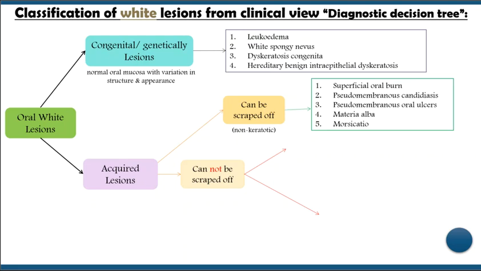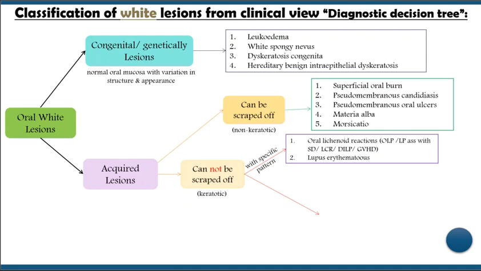Can be scraped off هي non keratotic، يعني هي حاجة أو طبقة اتكونت جديدة، يعني ما نفس الكيراتوسايتس حصل لها proliferation و increased in size or in number. طيب ال can be scraped off which are not keratotic هم منو superficial oral burn, pseudomembranous candidosis اللي هي oral thrush, pseudomembranous oral ulcers, materia alba and morsicatio اللي هي habitual lesions.